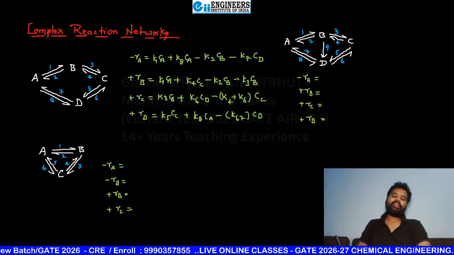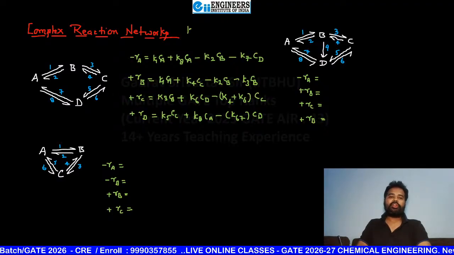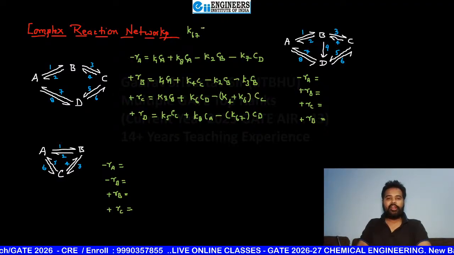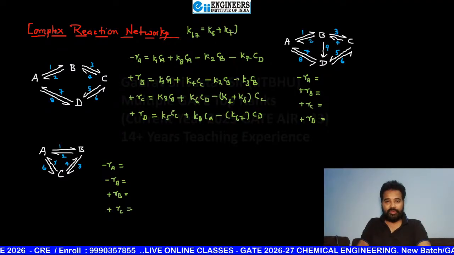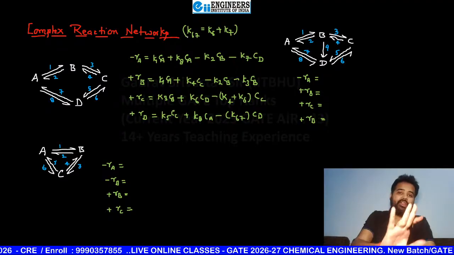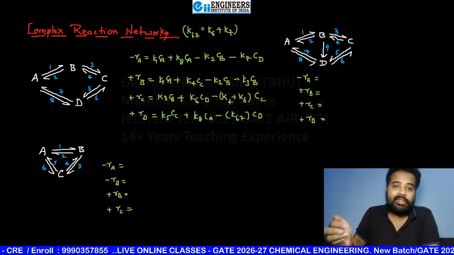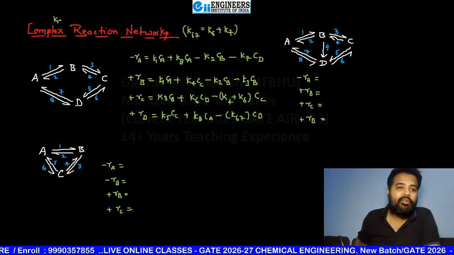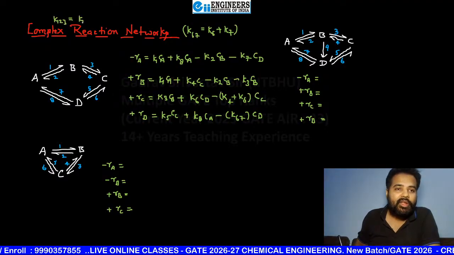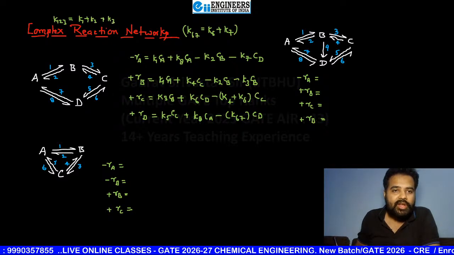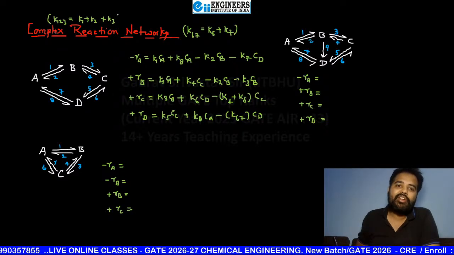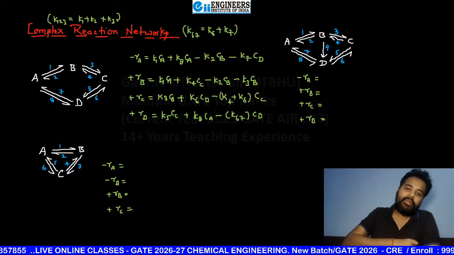If somewhere K67 is written, what is the meaning of K67? It means K6 plus K7. So if in your examination you are seeing it like this, then don't worry. If somewhere you are seeing K123, that means it is nothing but K1, K2, K3. These are standard representations, beta.